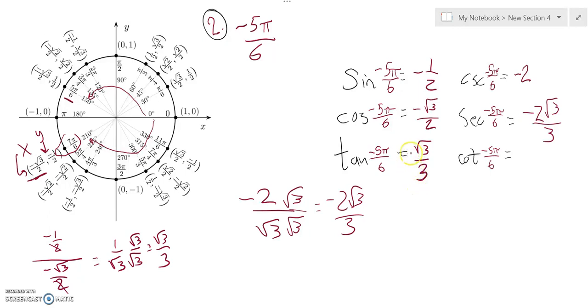And then last one, tangent was positive root 3 over 3. Notice that came from here, 1 over root 3. So if I take the reciprocal of that, just flip it over, it's root 3. So cotangent would be square root of 3.